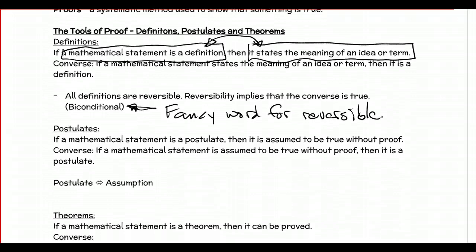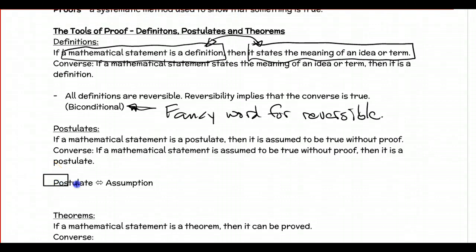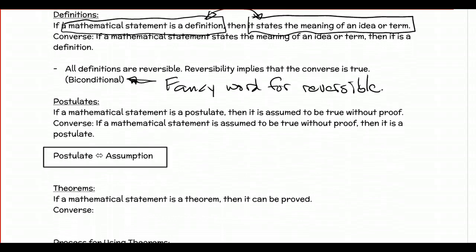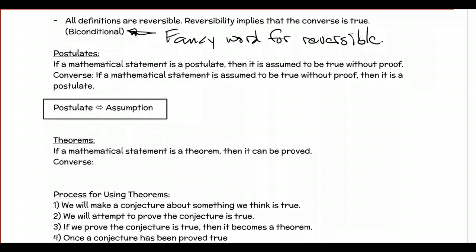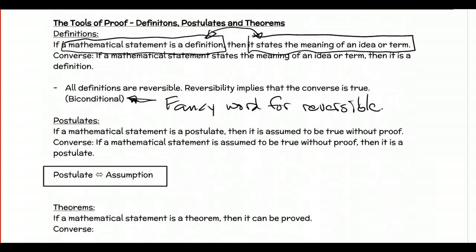If a mathematical statement is a postulate, then it is assumed to be true without proof. Then we have the converse here, which you can read. And really the key idea here is that when you hear the word postulate, I want you to think assumption. These two words mean the same thing. We assume it to be true without proof. And most of the time, these are things that you're going to say to yourself, well, that's obvious, because they will be. So postulate, assumption, that's our second tool of proof.